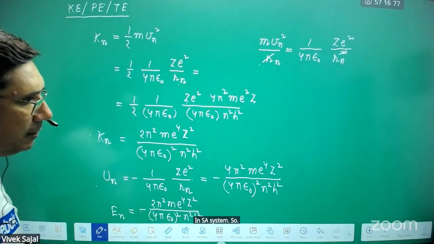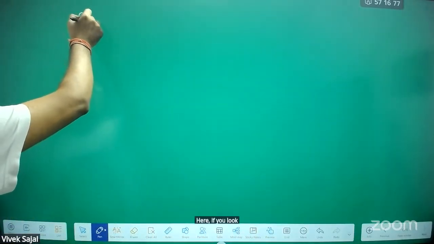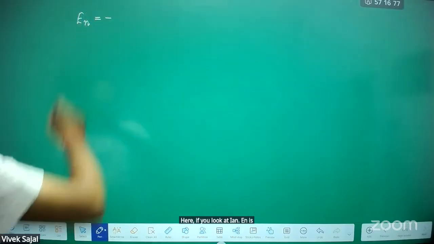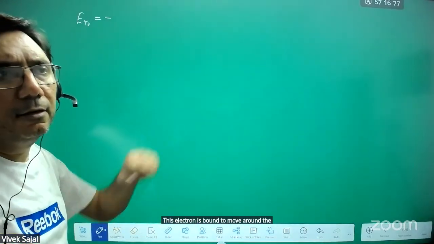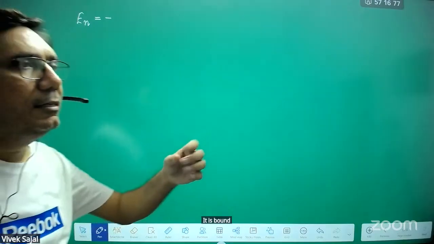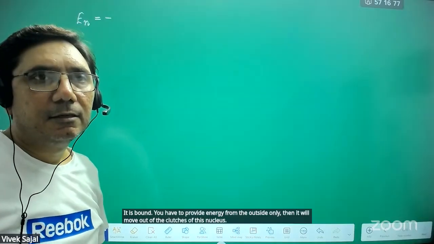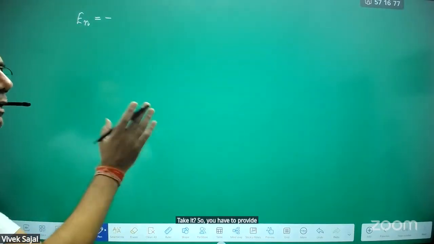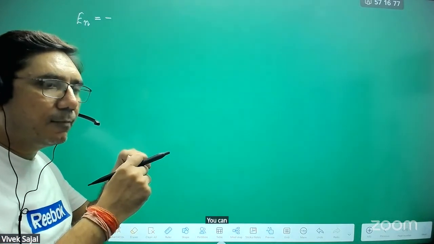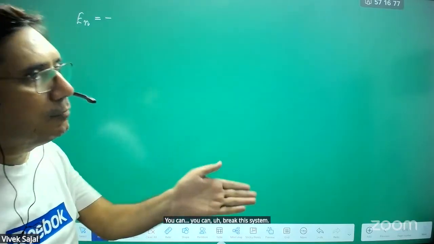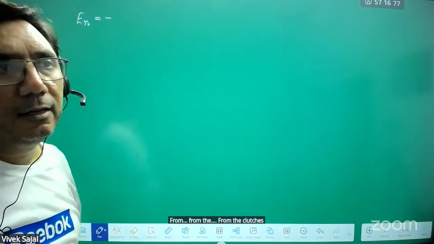So this is En. So En is how much? Here, if you look at it, En is minus. Why? Because this is a bound state. This electron is bound to move around the nucleus in a certain orbit. It is bound. You have to provide energy from the outside, only then it will move out of the clutches of this nucleus. Okay? So you have to provide external energy from an outside source so that you can break this system. You can remove this electron from the clutches of this nucleus.